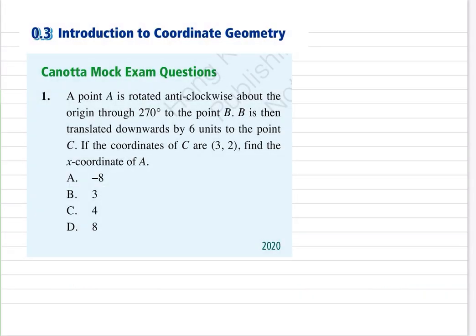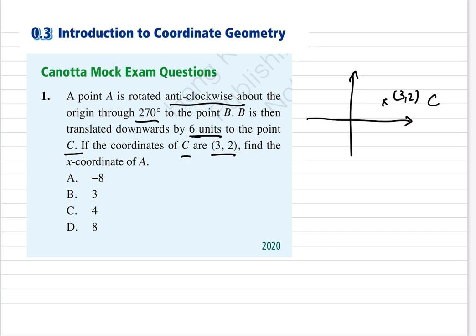So one MC question here. Point A is rotated anti-clockwise 270 degrees. And then it translates downward by 6 units to C. Okay, so this is the coordinate of C, find back what A is. So we can go through it backward. Originally, C is a point like this, 3 and 2 is C. But B is translated downward by 6 units to become C. So this is 6 units. Then this is the coordinate of B. That would be 3 and 8 for the coordinate of B.